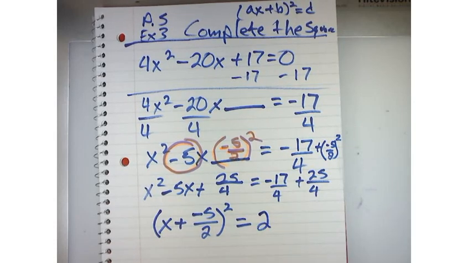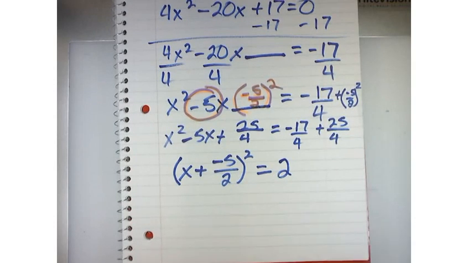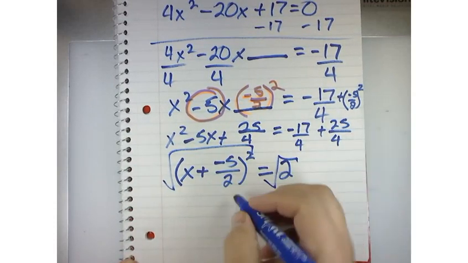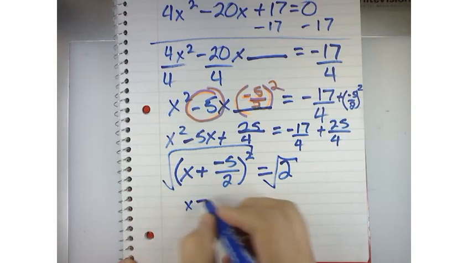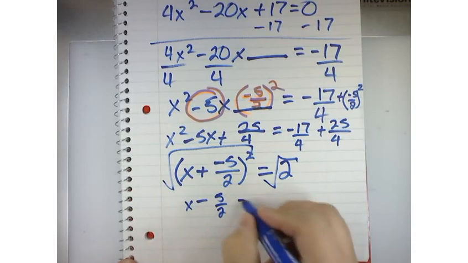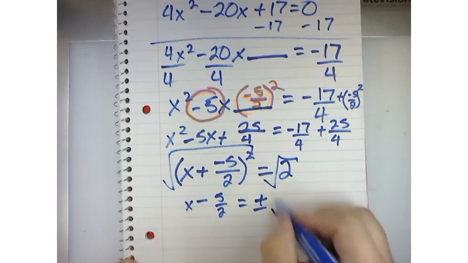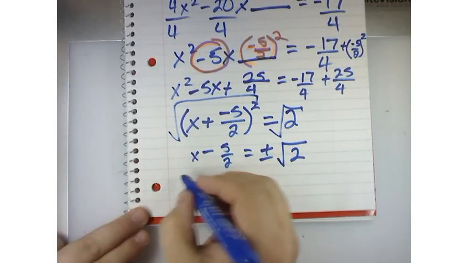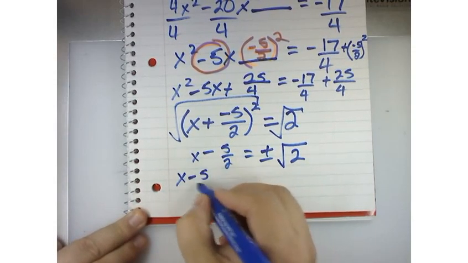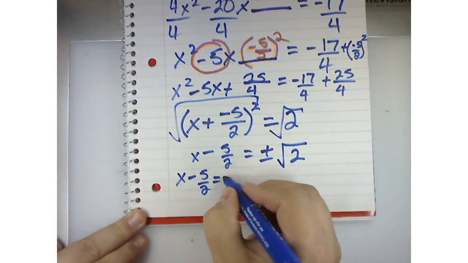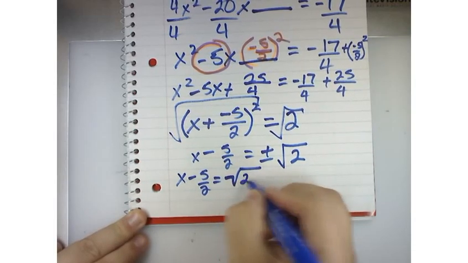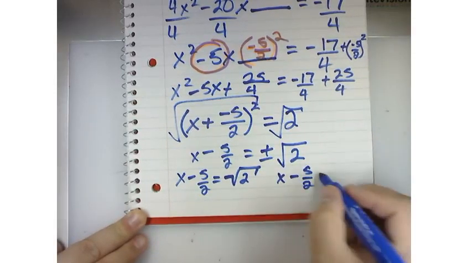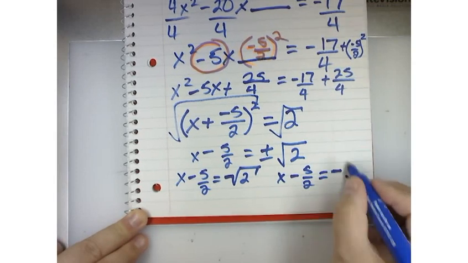You guys with me so far? So now what do I do? Do I have it the way I like it? Yep. So now I'm going to take the square root of this side and the square root of this side. I get x minus 5 over 2 is equal to plus or minus the square root of 2. Again, I'm going to separate those: x minus 5 over 2 is equal to the square root of 2, and x minus 5 over 2 is equal to negative square root of 2.